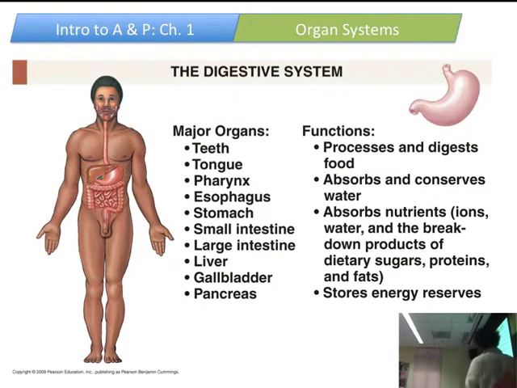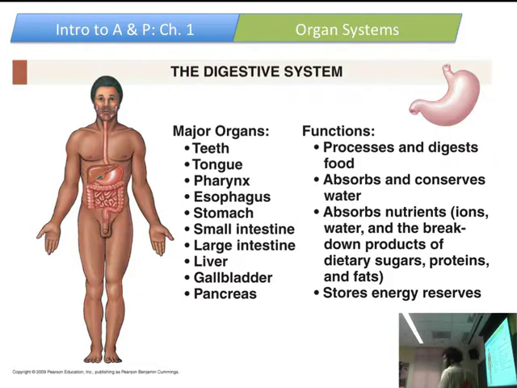The digestive system. Another way to think of the human body is as a giant tube. We are a giant tube that runs from our mouth to our anus. The organs that you'll see along the way in that tube are your teeth, tongue, pharynx, esophagus, stomach, small intestine, large intestine. And then these accessory organs, the liver, gallbladder, and pancreas, which are responsible for secreting various chemicals necessary in digestion.